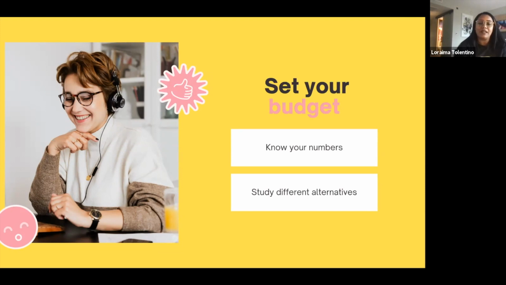And the second part that we have to think about is studying different alternatives. Sometimes we have some tactics and we're like, I want to do a launch event and this is what I want to do and this is what I want to do, but then we only have a very small budget. So that tactic would have worked, but we don't have the budget to create that. So what that means is we have to be open to different alternatives that meet our budget.